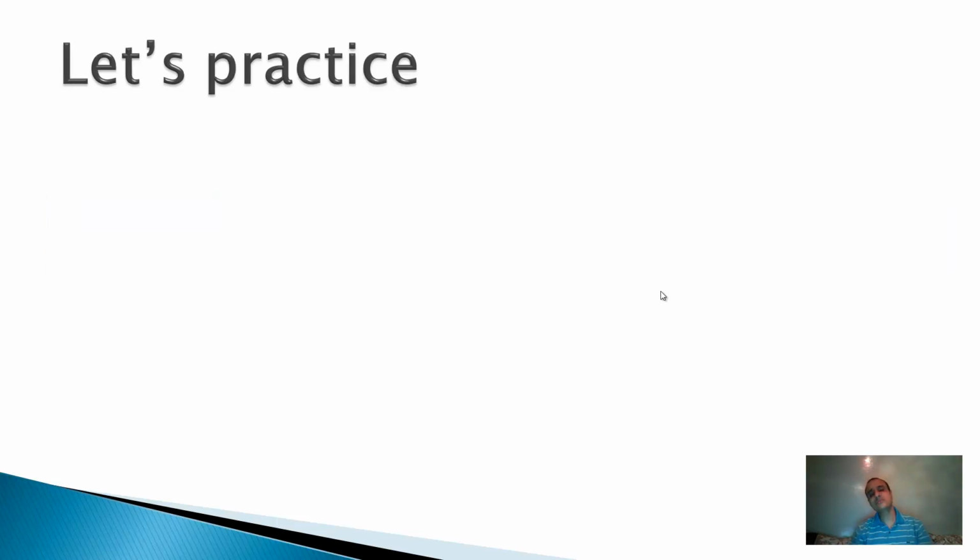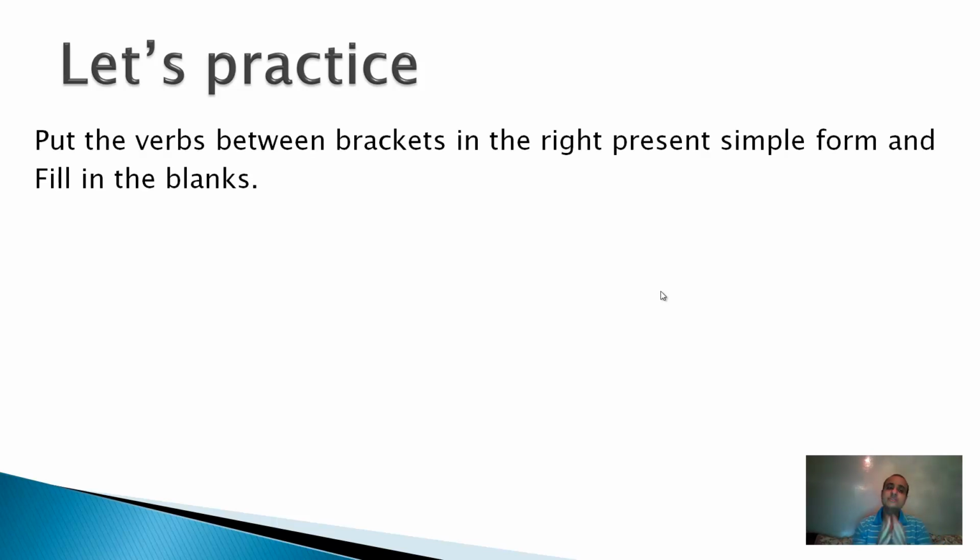Now let's do some practice. Now I want you to put the verbs between brackets in the right present perfect form and fill in the blanks. Sorry, this should be the present perfect, not the present simple. Okay? Now I want you to take a copybook or a piece of paper and do the exercise.